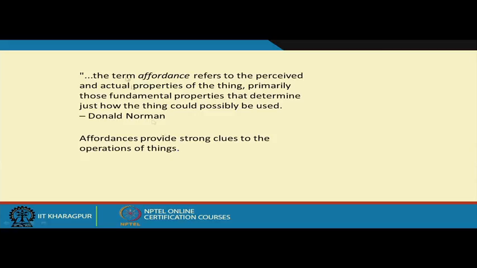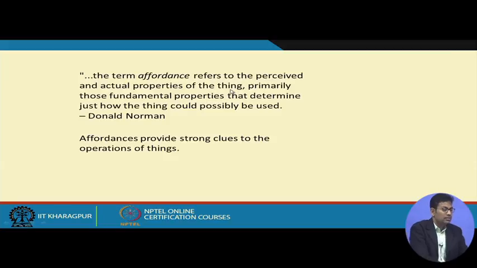So, let us look at the more robust definition of affordance by Donald Norman. The term affordance refers to the perceived and actual properties of a thing, primarily those fundamental properties that determine just how the thing could possibly be used. So, affordances provide strong clues for the operation of the thing. As I just explained about this particular pen, the affordance is nothing but the actual things which are here.